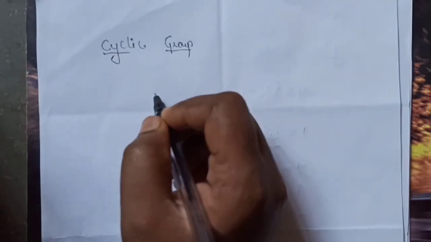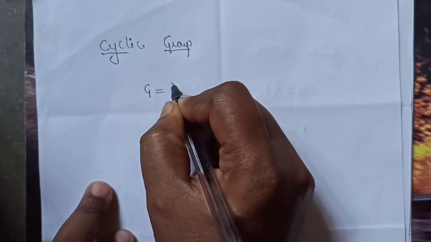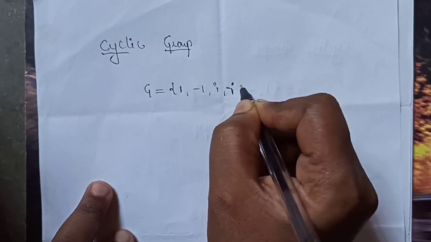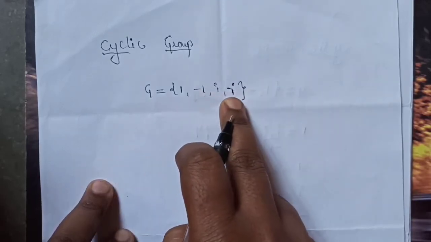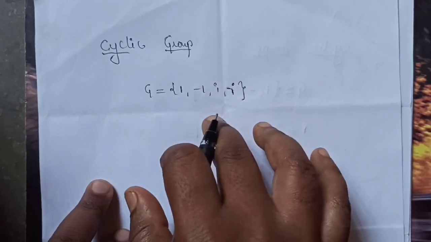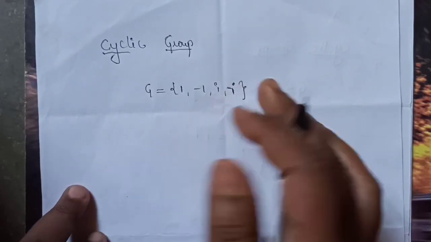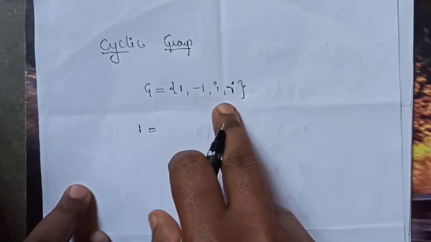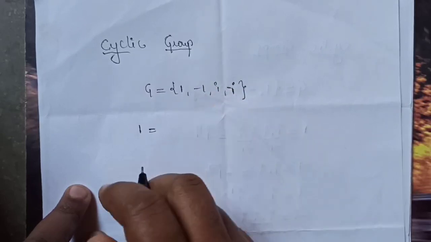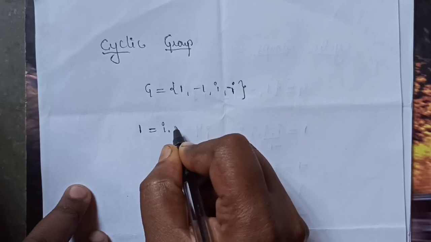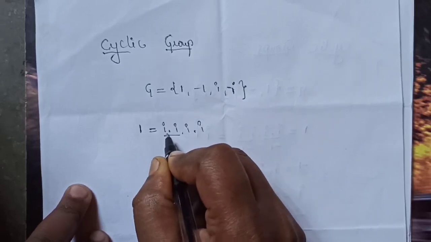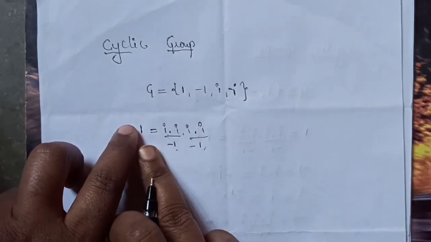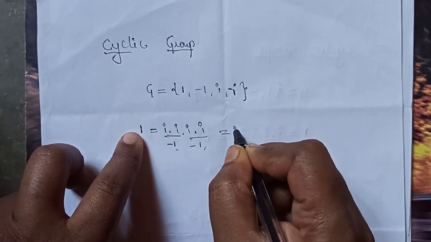For example, consider a group G which has elements 1, -1, i and -i. All these elements are known as the fourth roots of unity. Now come to the point of generator. I will try to express all these elements in terms of any one element of this group. One can be written as i into i into i into i. So i into i is equal to -1, and -1 into -1 equals +1. So I have represented 1 in terms of i, that is i power 4.